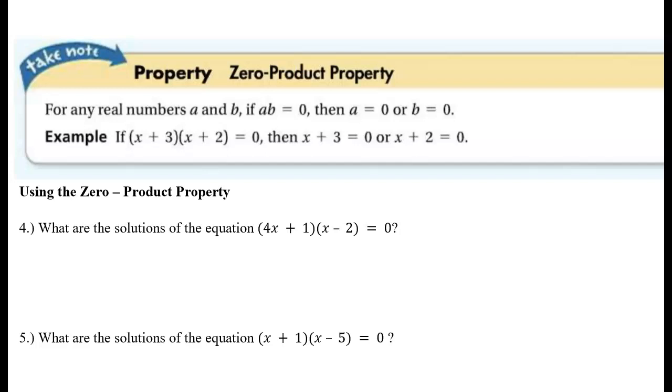Hello, this is Mrs. Sturgeon here to talk to you about the zero product property and how to solve a quadratic when it's in factored form using the zero product property. So let's go ahead and start.